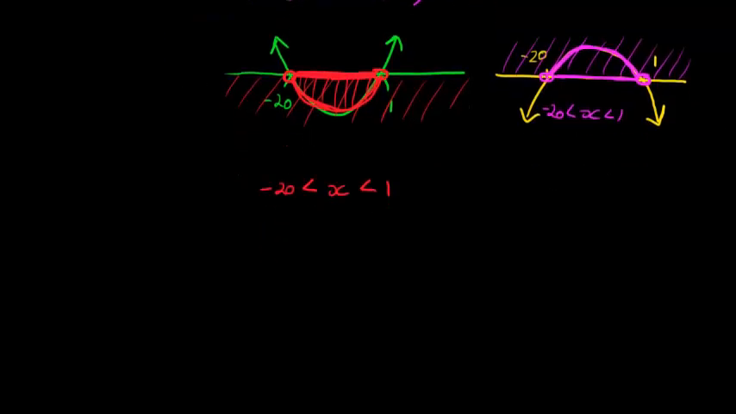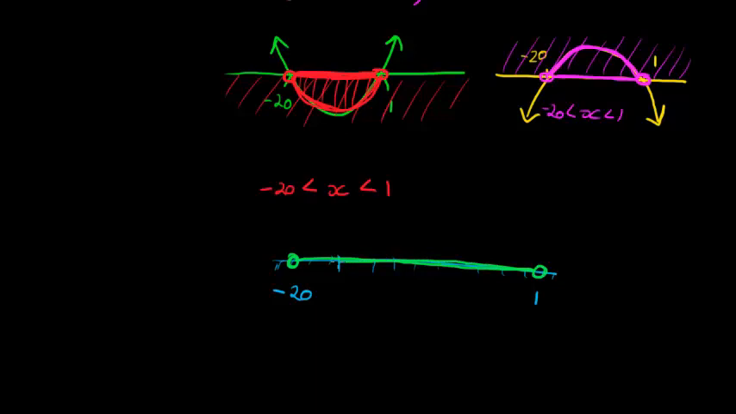All I want to do now is just quickly draw the solution, okay? So we'd have a number line. At some point we have negative 20, at another point we have 1, and we want to go from negative 20, not included, to 1, also not included, and we just highlight everything in between.